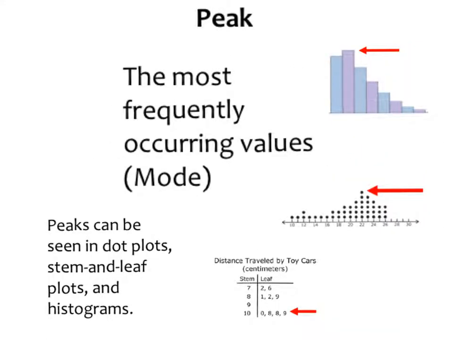Many of you are probably already familiar with the word peak. You'll likely be thinking of something like a mountaintop, and that's fine. The peak in a graph is the value that occurs most often. We know this is the mode. Peaks can be seen in dot plots, stem and leaf plots, and histograms. And again, there are examples here on the screen. Notice the tallest bar in a histogram, the point on a dot plot that has the most dots, the stem and leaf plot where the leaves are the longest or the most, the peak.